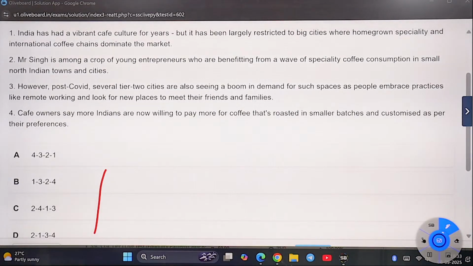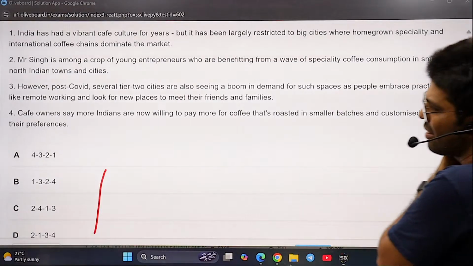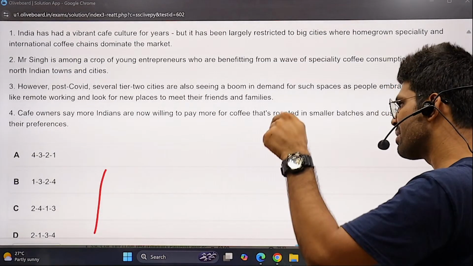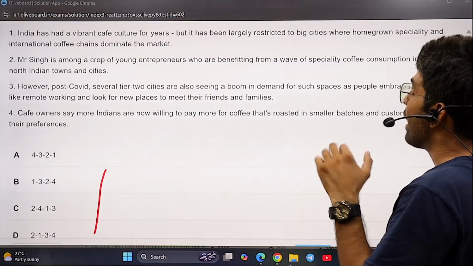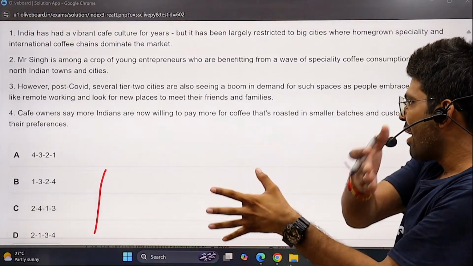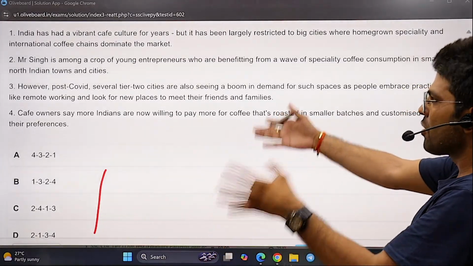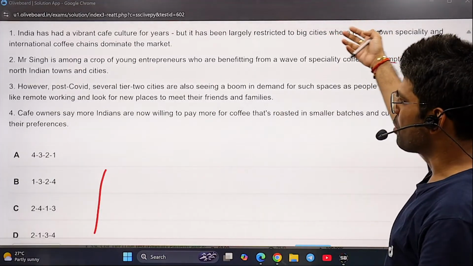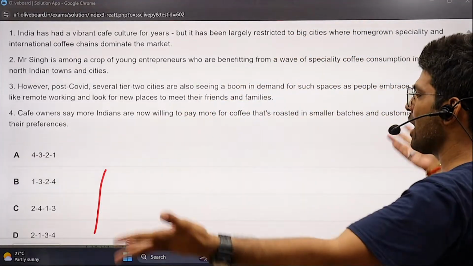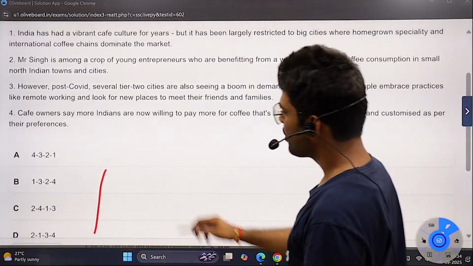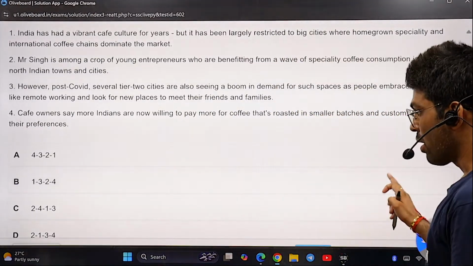Second option. Mr. Singh is among a crop of young entrepreneurs who are benefiting from a wave of specialty coffee consumption in small North Indian towns and cities. Cafe owners say more Indians are now willing to pay for coffee that's roasted locally. I thought Mr. Singh doesn't seem to me a good descriptive statement. That's better to introduce. India has had a vibrant cafe culture for years, but that was restricted to big cities. However, post COVID, they are also seeing a boom. I started with one, then three together, but I was wrong.